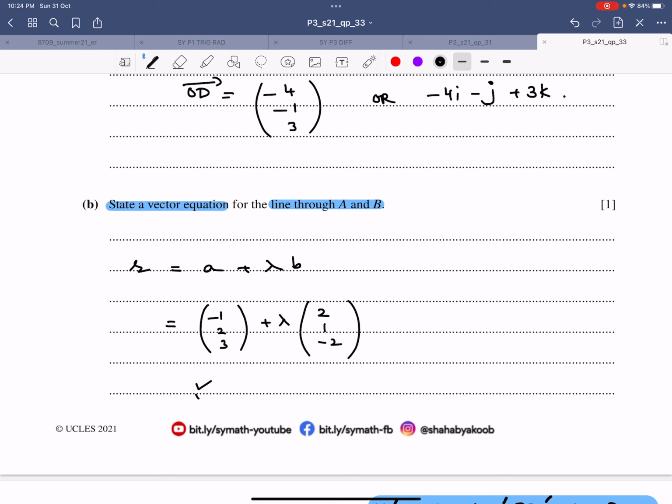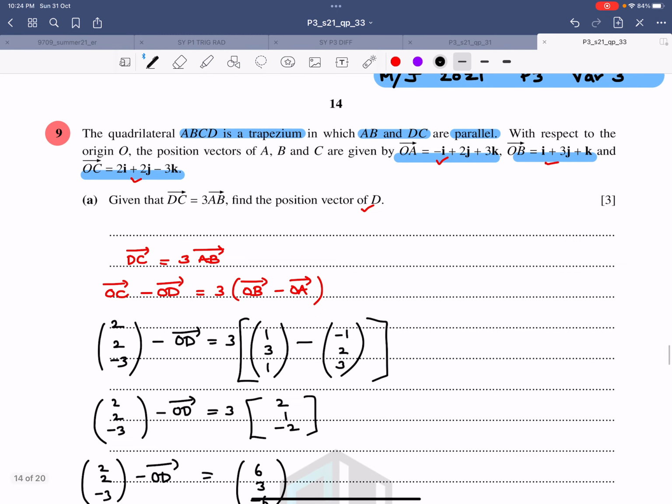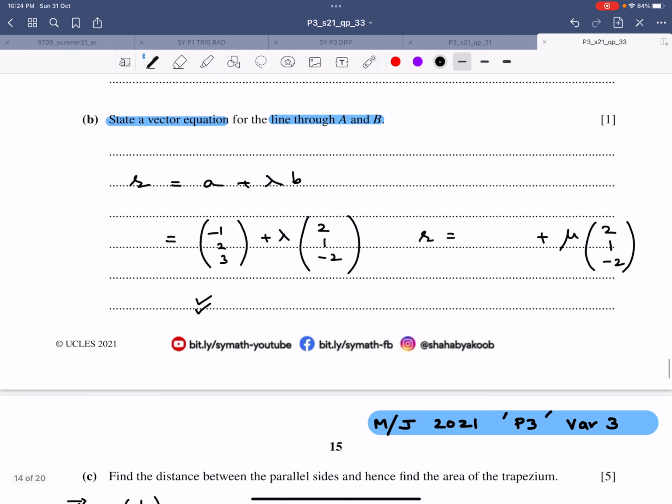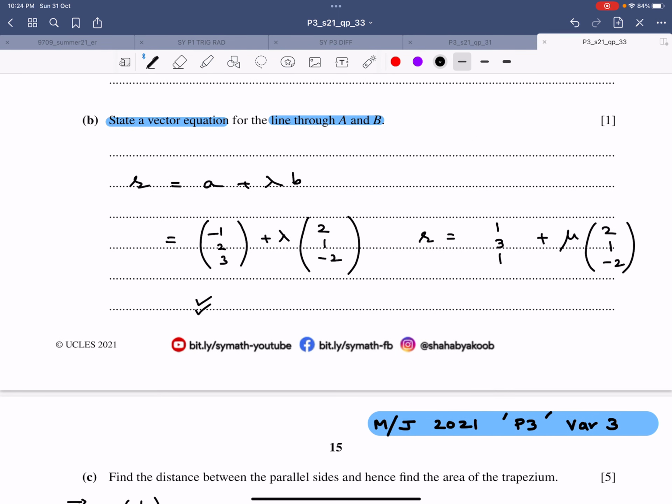This equation is perfectly fine. It can also be r is equal to mu times (2, 1, -2), and instead of A, I could have written B, and B is (1, 3, 1). So B could also be written as (1, 3, 1). It's your choice which equation you choose. And one more thing, a scalar multiple of the direction vector can also be written. It could be (-2, 1, 2). So that is also a possibility.